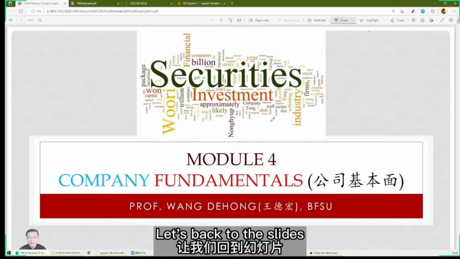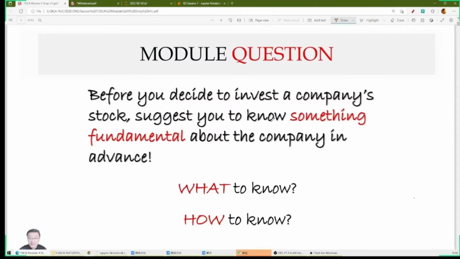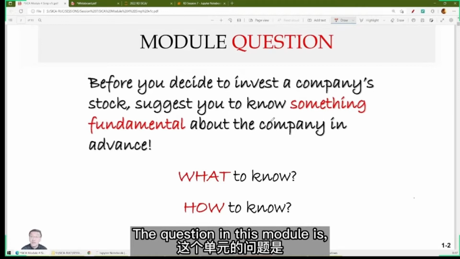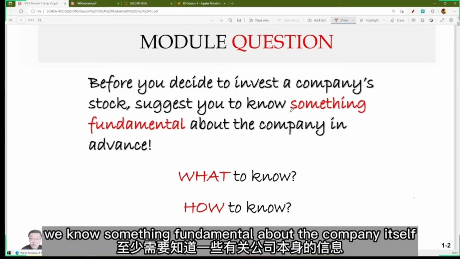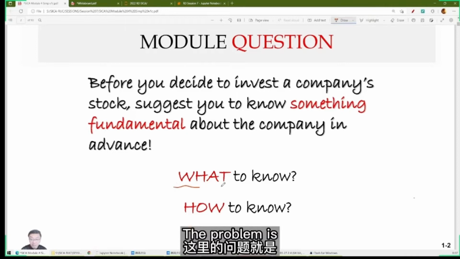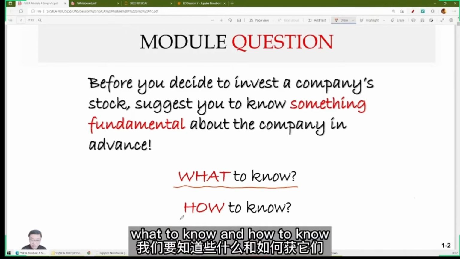Let's go back to the slides. The question in this module is, before we decide to invest in a company's stock, we suggest we know something fundamental about the company itself. The problem is what to know and how to know.